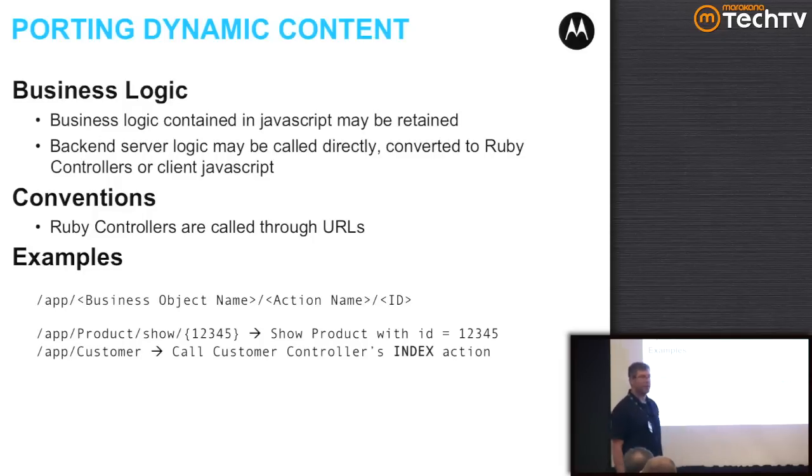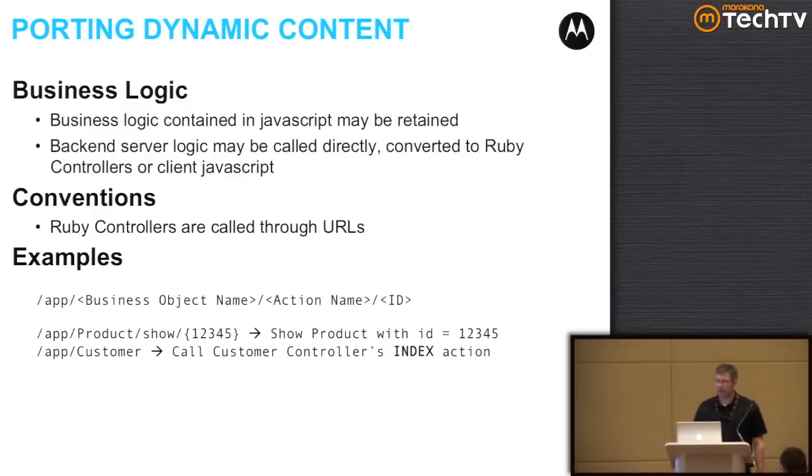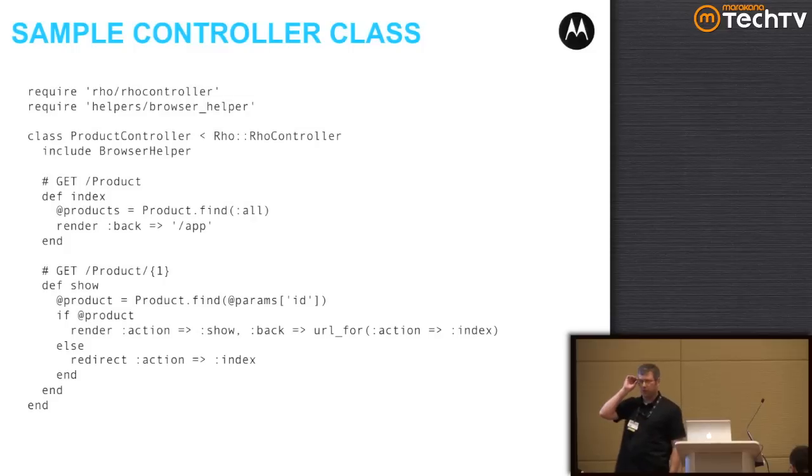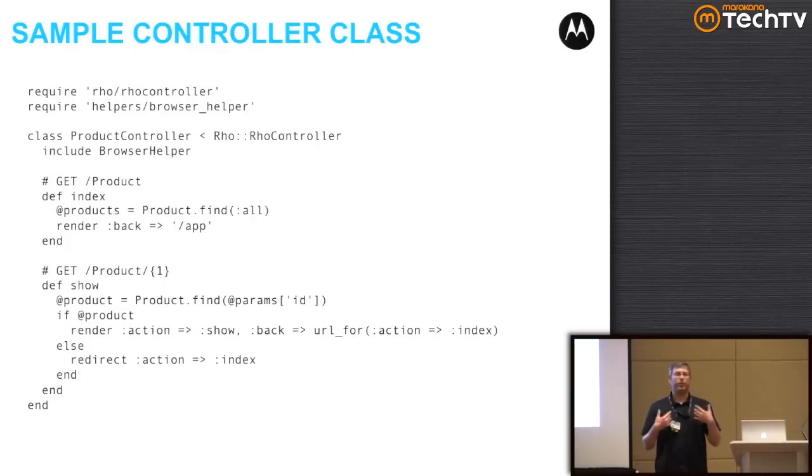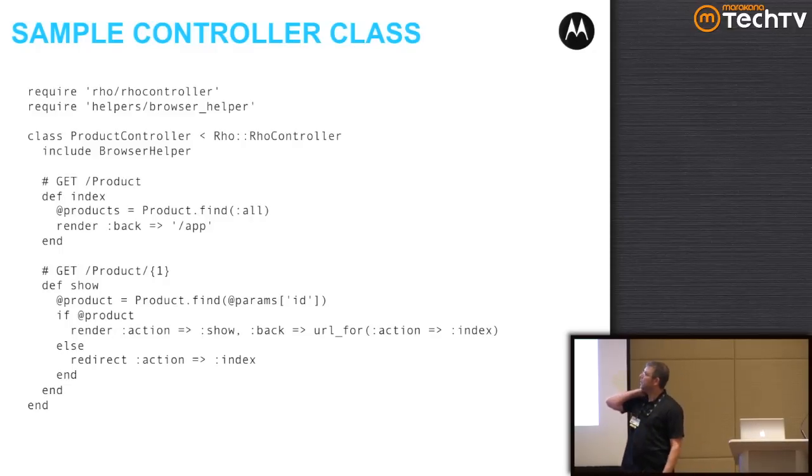Specifying an ID will pass that parameter to that method, but you don't have to use it. You don't have to specify it. So let's take a look at a sample controller class. Now I said that the Ruby controllers are pretty straightforward, right? Ruby is an object-oriented language. It's not all that different from other object-oriented languages like C# or Java. I am by trade primarily a Java developer.